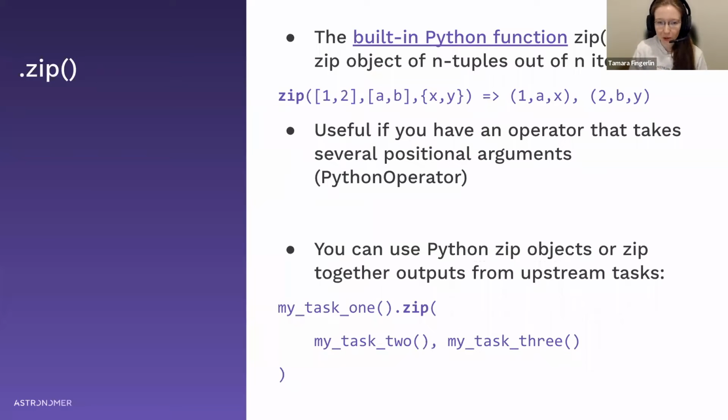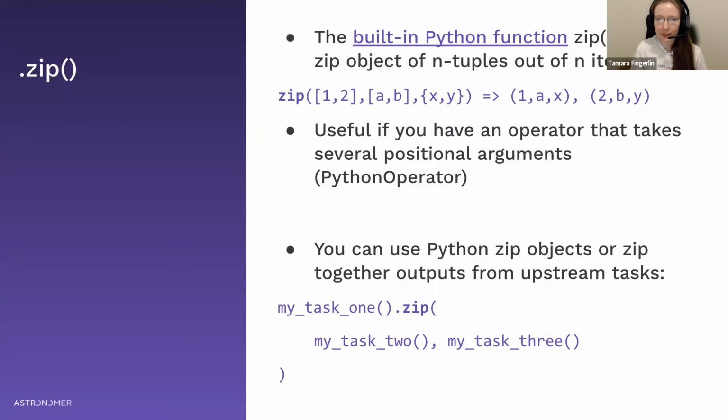Okay, so far I covered partial, expand, and expand_kwargs, which are all functions that you call on the task that is dynamically mapped over. And next I will show you two super helpful methods that you will call on upstream elements that you pass into the dynamically mapped task. And the first one is .zip.